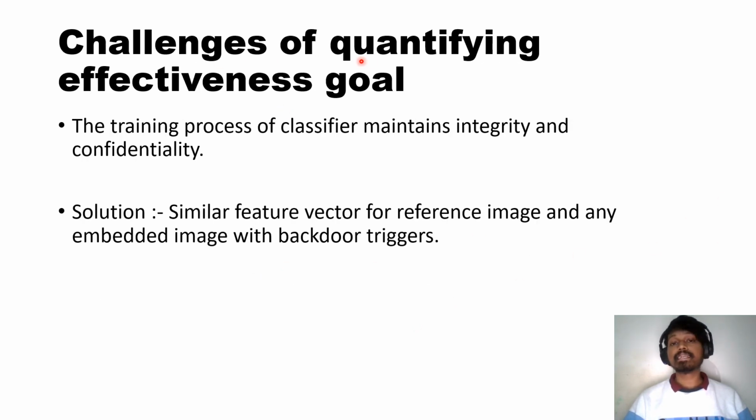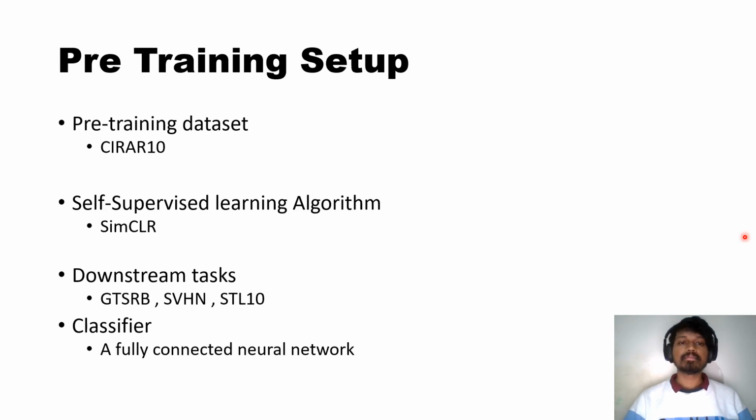Then there is a challenge in quantifying the effectiveness goal, which basically is that the training set classifier maintains integrity and confidentiality. The solution to this is again the effectiveness goal: we need to produce similar feature vectors for the reference image and any image embedded with backdoor triggers. It needs to be similar. It shouldn't be something completely random, because then we might get suspicious of the attacker.